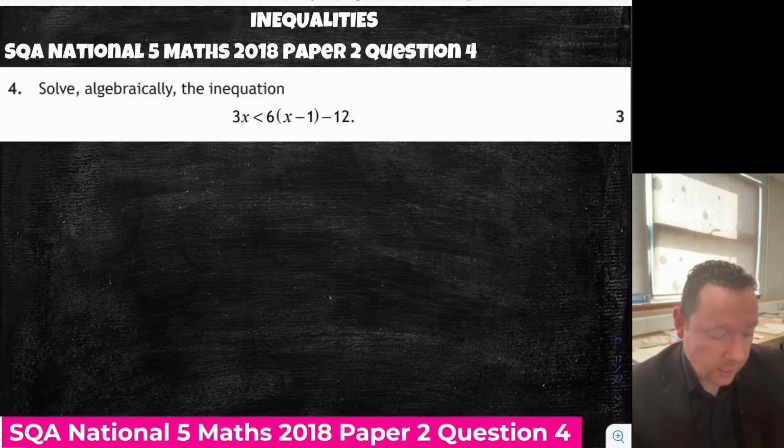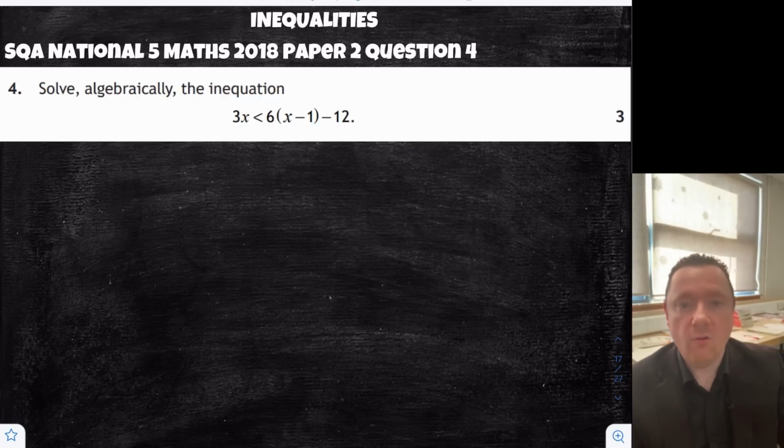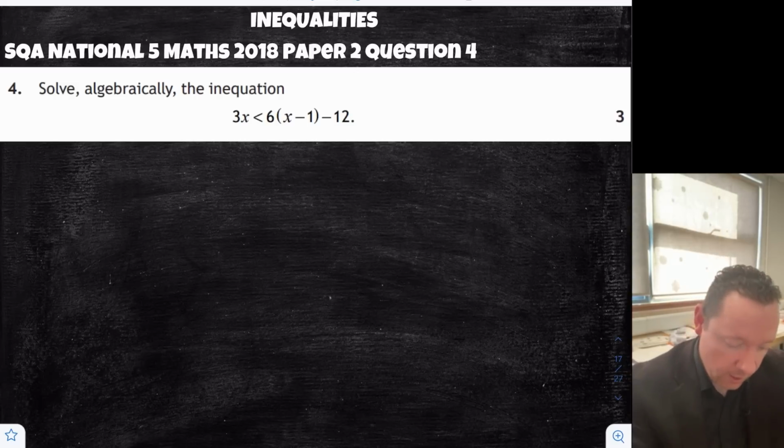Solving inequalities. SQA National 5 Maths 2018, paper 2, question 4. Solve the algebraic inequality 3x is less than 6, bracket x minus 1, minus 12. So it's just the same as solving equations, but sometimes there's an adjustment to be made at the end. So let's just write the 3x is less than 6 times x minus 1, because I'm expanding the bracket. And then I've got minus 12 sitting about in the end.